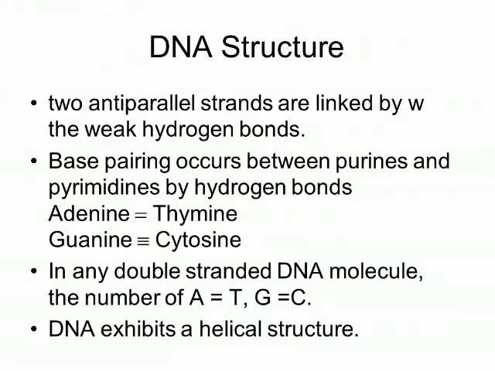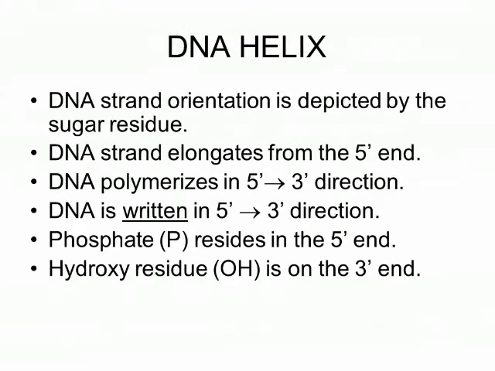And again, as I just said, the double-stranded DNA molecule always has the same number of A's and T's and the same number of G's and C's because they're facing each other. And the DNA has a helical structure as well. And the DNA helix orientation is depicted by the sugar residue. So it runs from 5' to 3' all the time. And it is always elongated from the 3' end, by the DNA polymerases in the 5' to 3' direction.